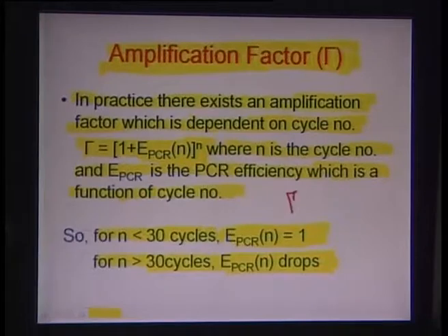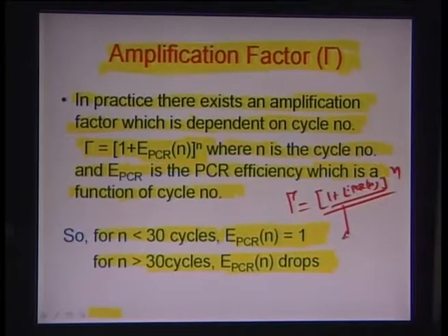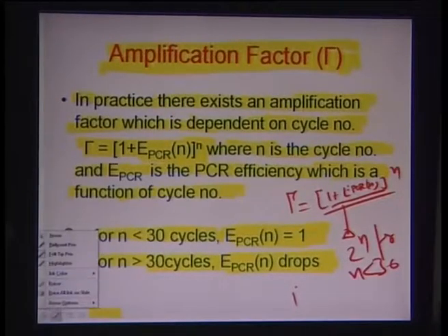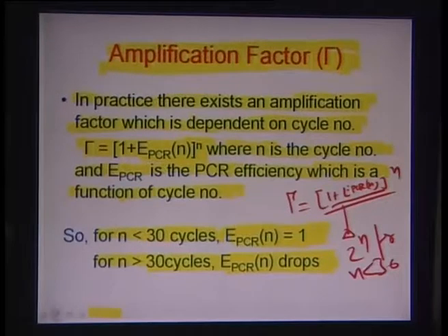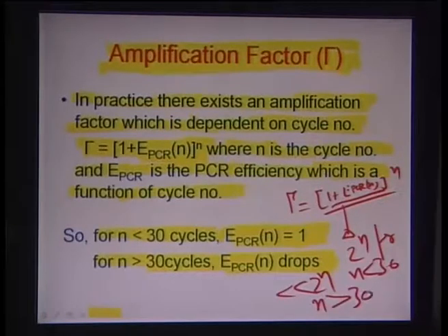So therefore the gamma here, (1 plus E_PCR as a function of n) to the power n, would tend to 2 to the power n for n less than 30, and would be much smaller than 2 to the power n for an n value more than 30 cycles. Alright, so that is what the dynamics of the PCR process is.